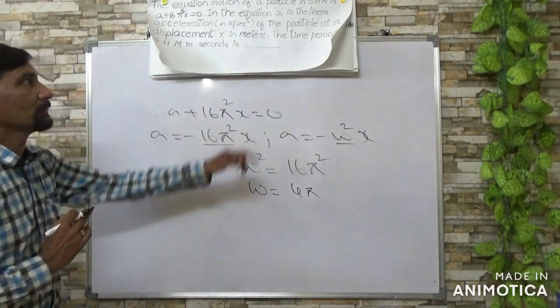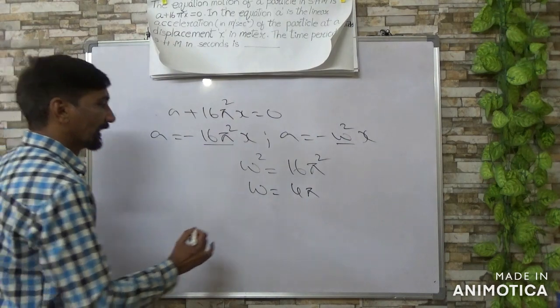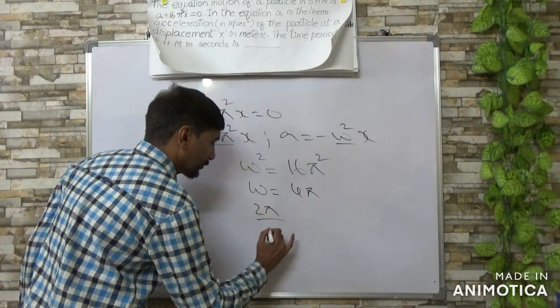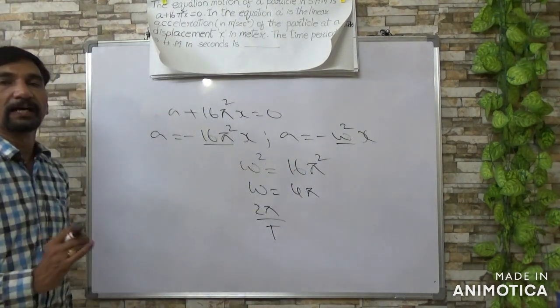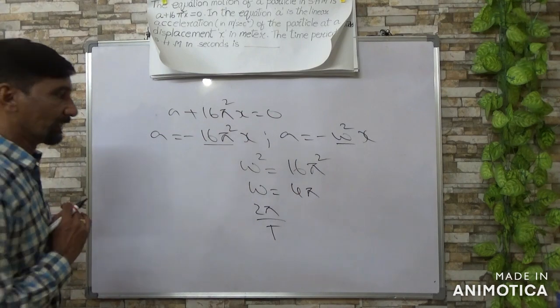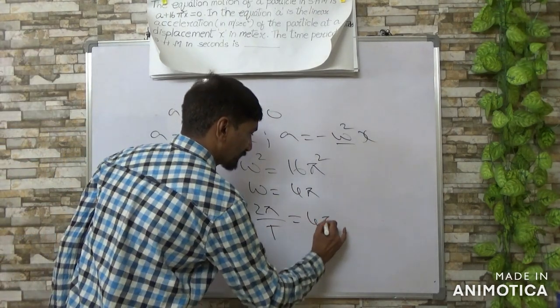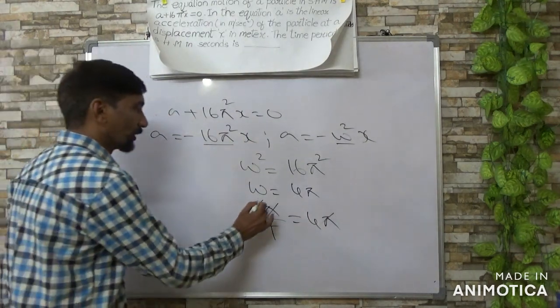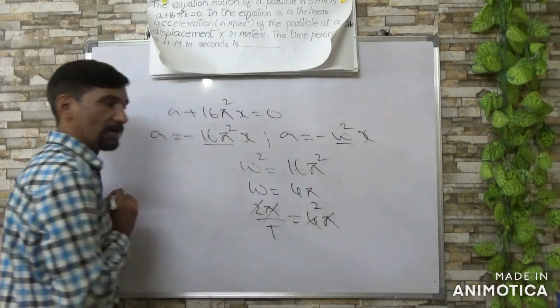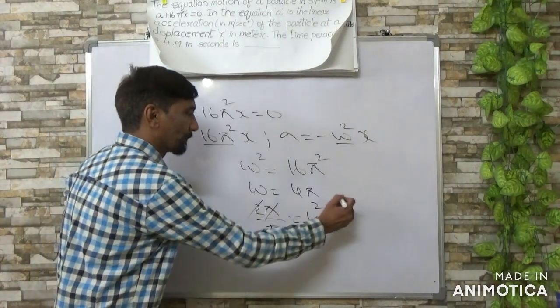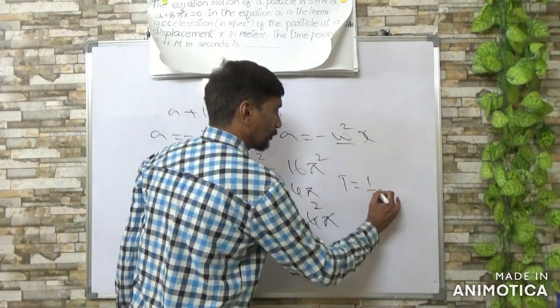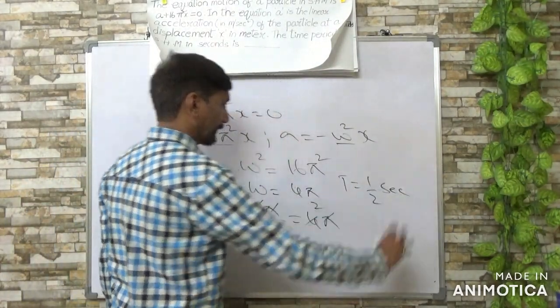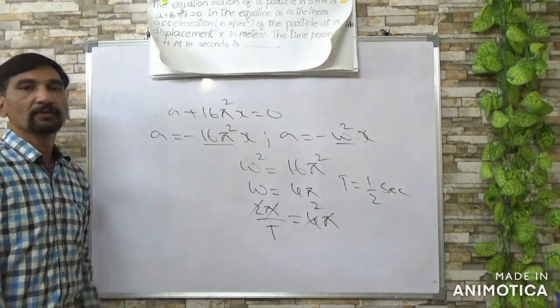You want to find the time period. Whenever you want to find the time period, you always take omega as 2 pi by capital T. Which is given as 4 pi. So pi cancelled. 2 divides 4, 2 times. Therefore the time period is equal to half second.